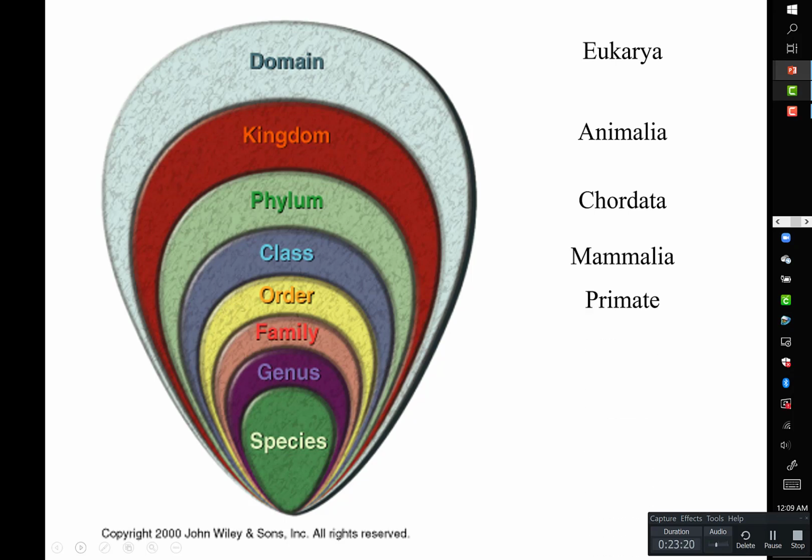Order: we have primate. If you think of primates, you can think of chimpanzees, lemurs, the monkeys and the apes, etc. We are also related. If we look at our DNA sequence, we share about 99% of our DNA with the chimpanzee. So we are in the order of primate. Family: Hominidae. Now we're getting more specific into human-like primates.